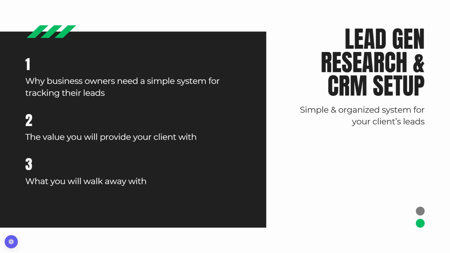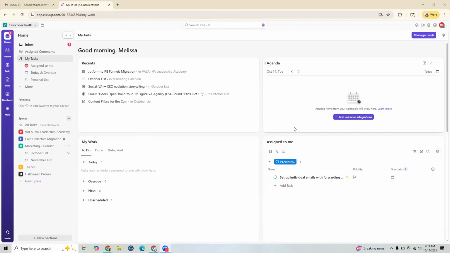To get started, you will want to have your ClickUp account ready to go. The free version is just fine. So let's get started. Once you are inside of your ClickUp account, we are ready to start creating our CRM to track the leads for your client. We're going to do that inside of a list, which is inside one of their spaces over here. I would suggest creating a space that's titled something like sales or clients, and then this list inside of it is going to be specific for the leads.